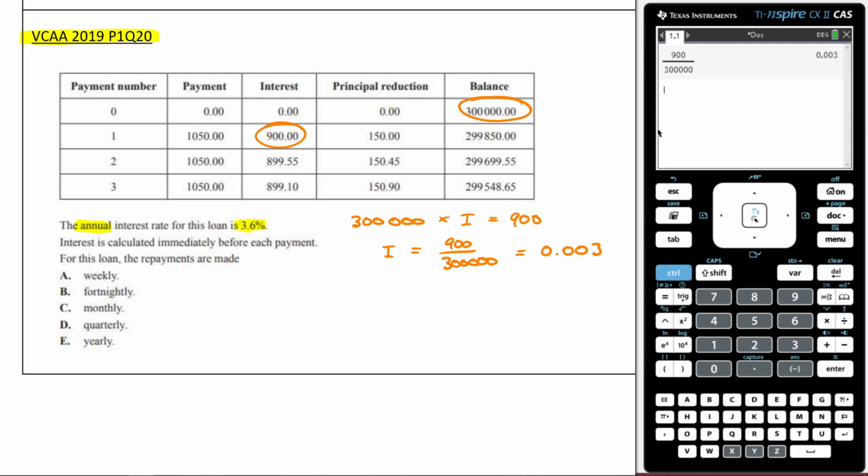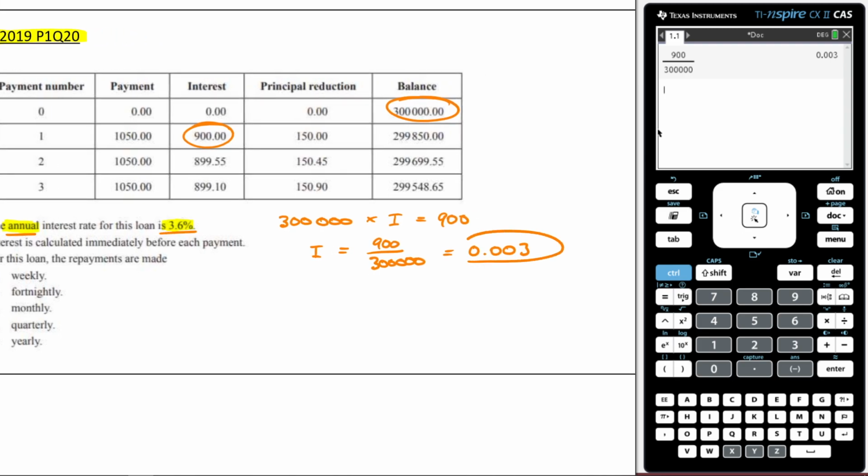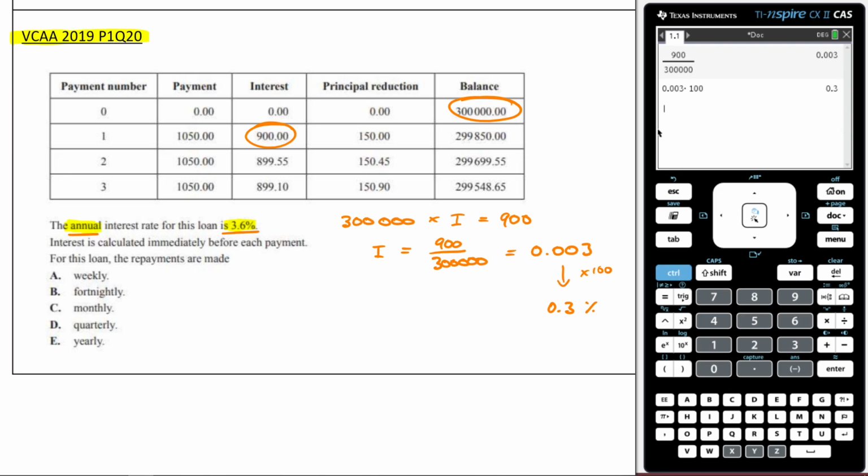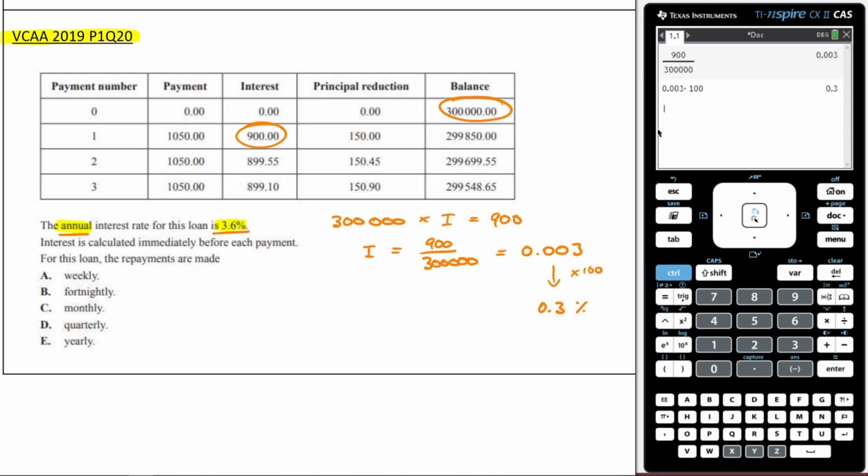0.003. Now, this is where it becomes ever so important that you understand the difference between a percentage and a decimal. Do you see how this annual interest rate is 3.6%? At the moment, this is just a decimal. We need to turn it into a percentage. And you should know that if we want to turn this into a percentage, you times it by 100. So if we times it by 100, this now becomes 0.3%. So that means, immediately after each payment, the interest is calculated. And between each payment, we've got 0.3% each time.